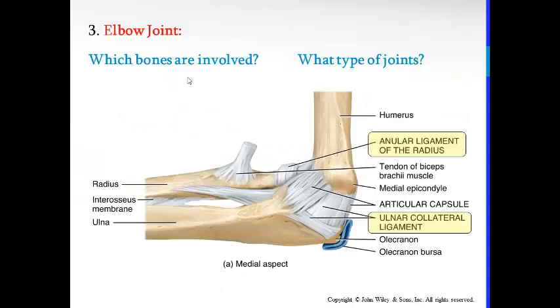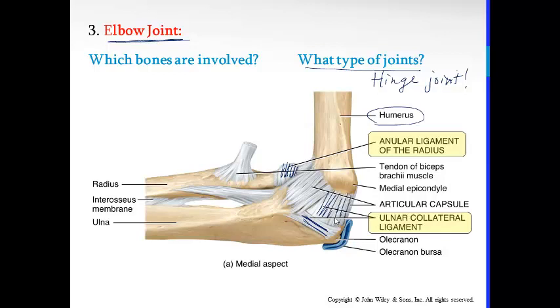Yeah. And let's take a look at our elbow joint. Which bones are involved here? Right, the other end of the humerus, as well as our ulna and our radius. Now what type of joint is this? Right, this is a hinge joint. Over here I want you to see some of the ligaments, for instance, the annular ligament of the radius, and we also have our ulnar collateral ligament that are holding it together.